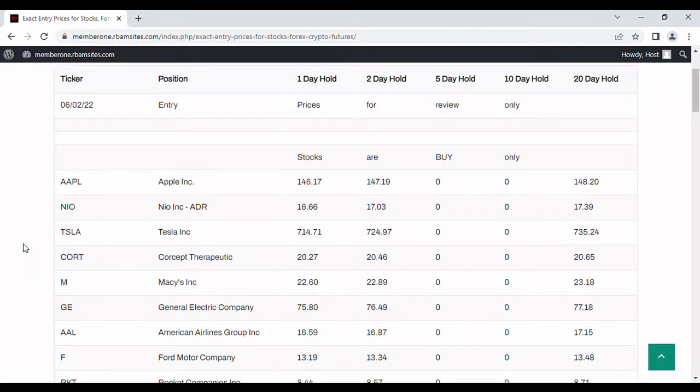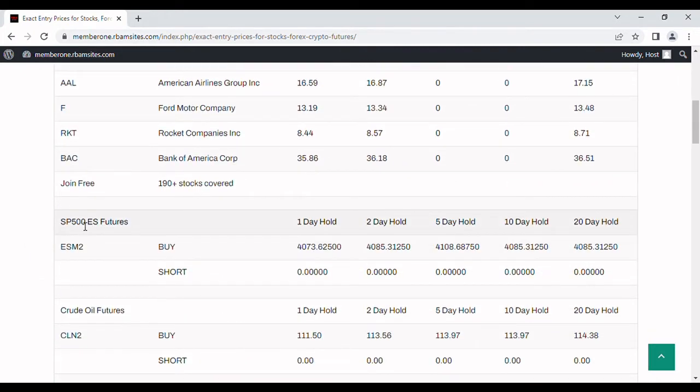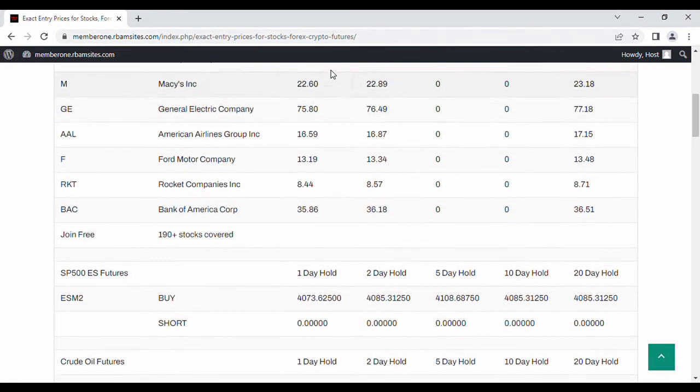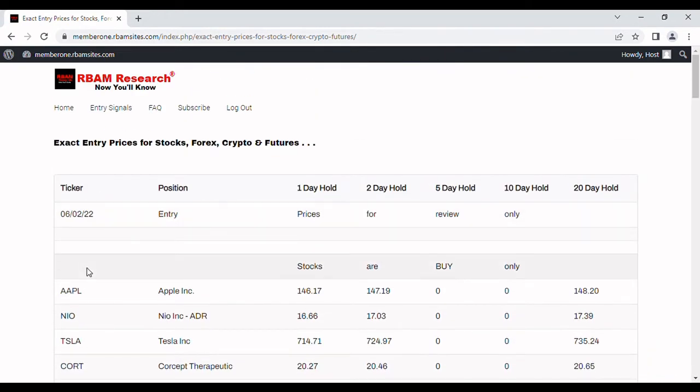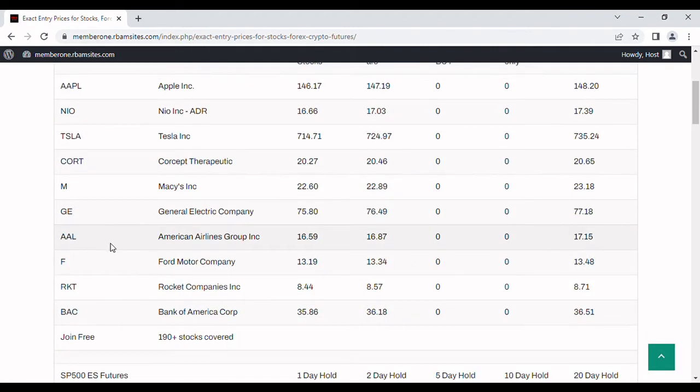I'm going to scroll down here and take a look at the S&P 500, and what you're looking at here is an algorithmic output of entry prices. Today they're generating buys, some days they generate shorts, and you're looking at holding periods here: 1, 2, 5, 10, and 20 trading days, not calendar days. These come out every day, Monday through Friday. We publish them. Today, these are good for the 2nd of June and good only for the 2nd of June.